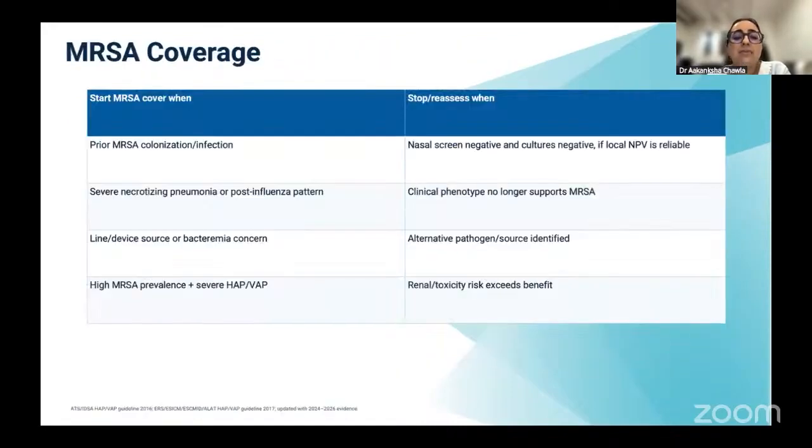MRSA coverage is required for patients with prior MRSA colonization or infections, severe necrotizing pneumonia, or post-influenza pattern, line or device source, or when there's a bacteremia concern, or there is a high MRSA prevalence in your unit and the patient is presenting with severe HAP and VAP.